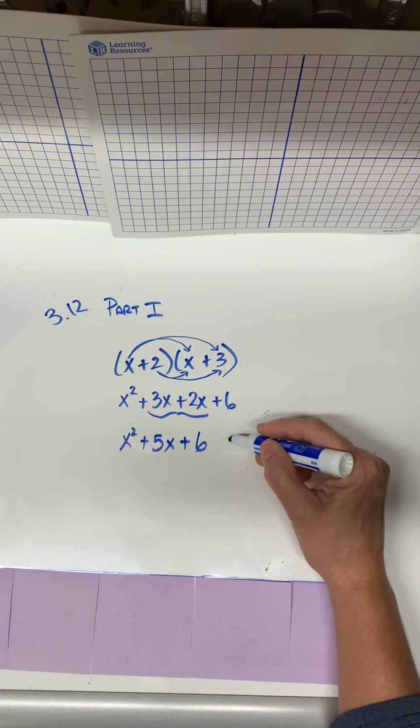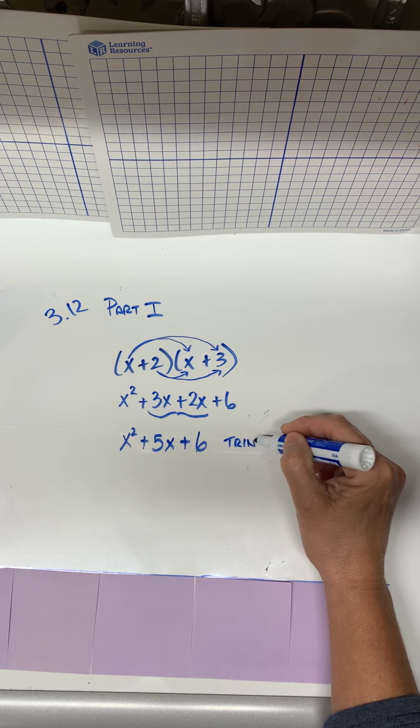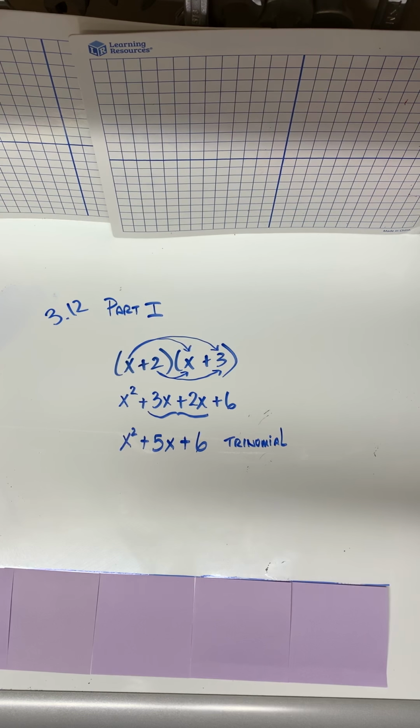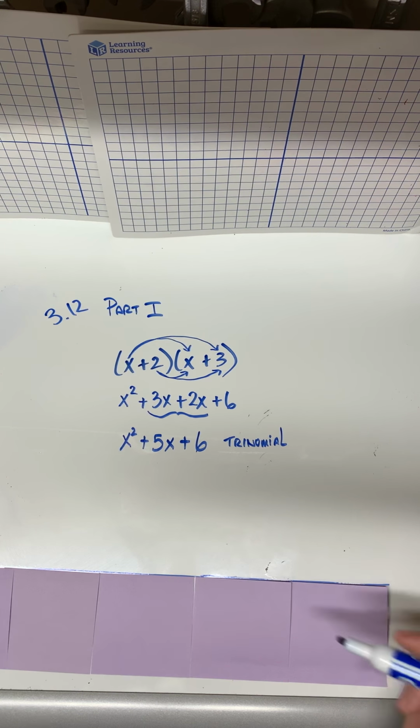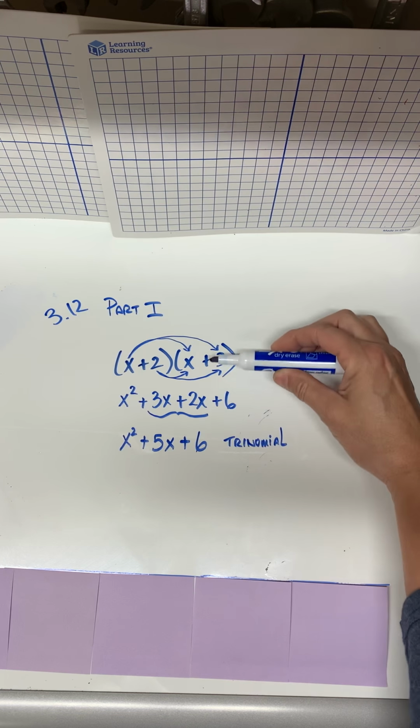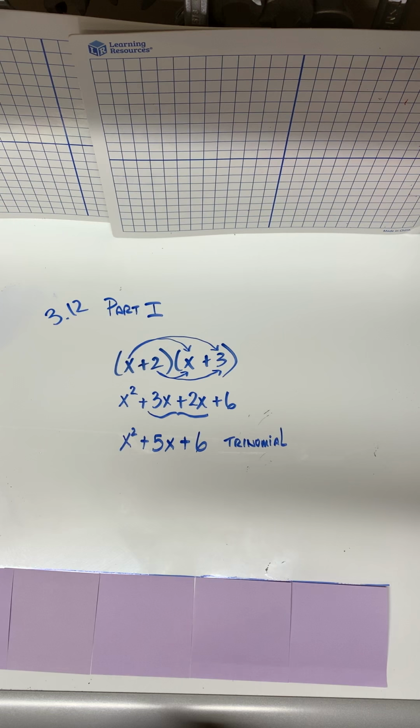The answer is a trinomial because it has 3 terms. And what we're trying to learn in section 3.12 is how to take a trinomial and factor it back into the original 2 binomials. So in problem, let's go to problem number 1.